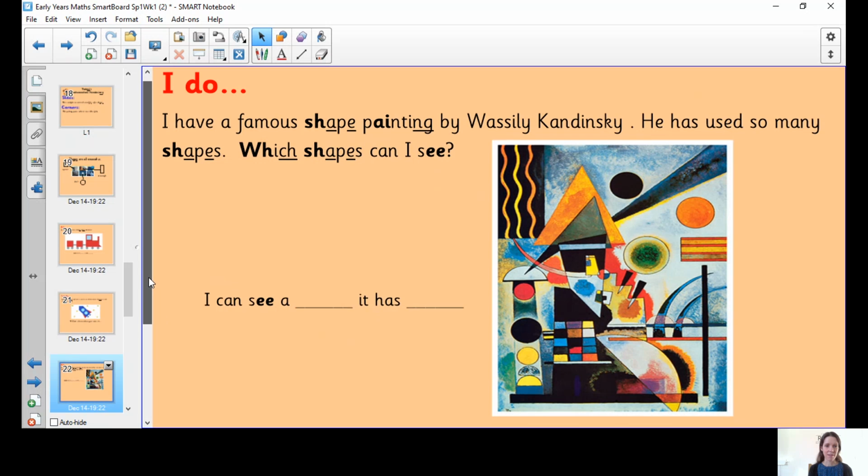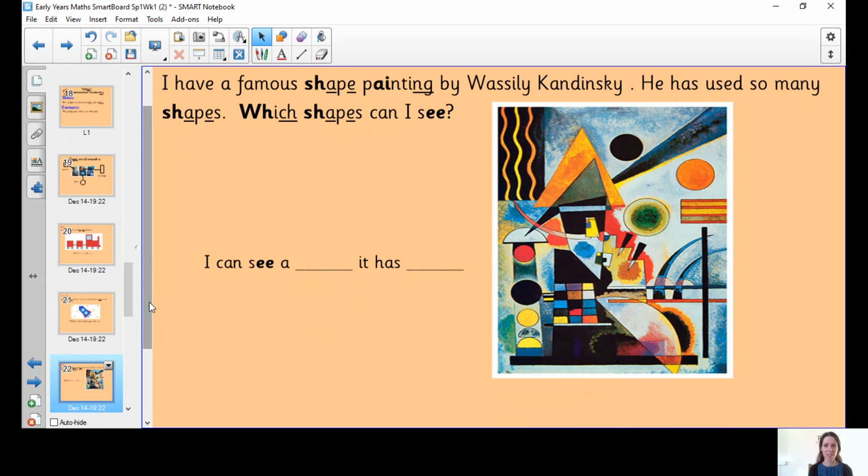Right, now it's my turn again. I have a famous shape painting by Wassily Kandinsky. He's used so many shapes. I wonder which shapes I can see in his picture.